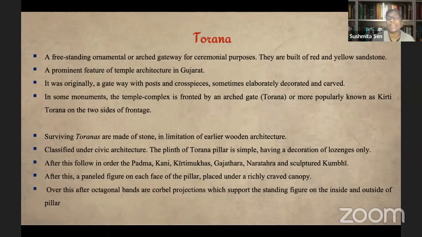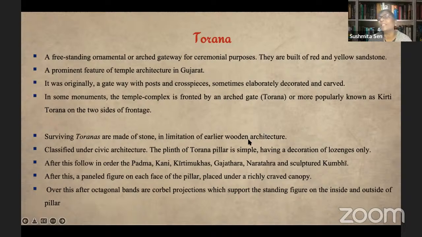Torans are just standing in the middle of nowhere on a very high plinth. It could be a place of social gathering, or a place of entrance to the city. A temple complex is always fronted by an arched gate, which is called a Toran. Maybe it could have been an imitation of earlier wooden architecture, and it is classified under civic architecture.